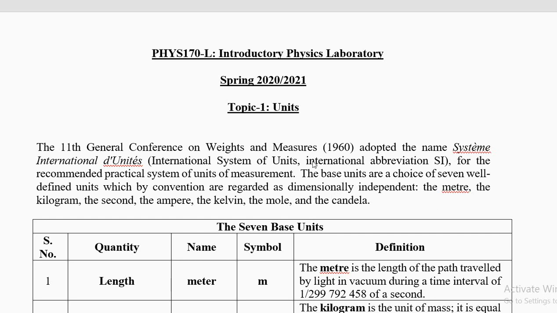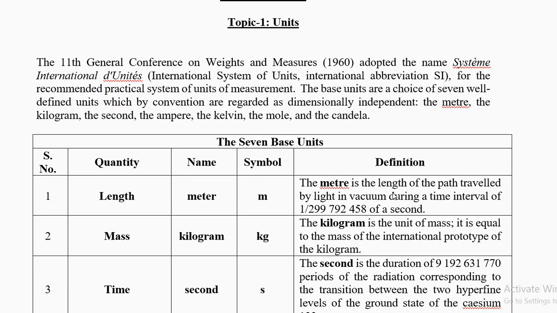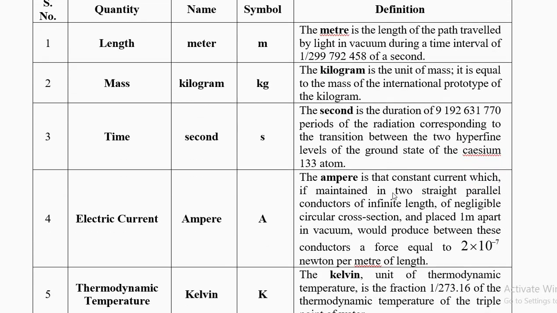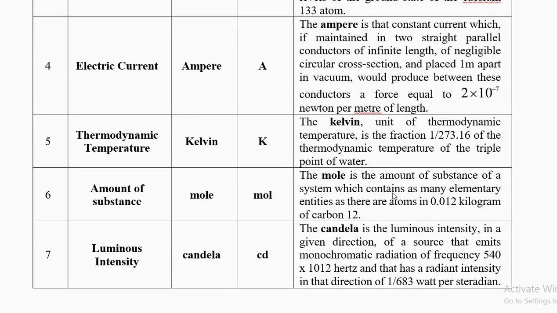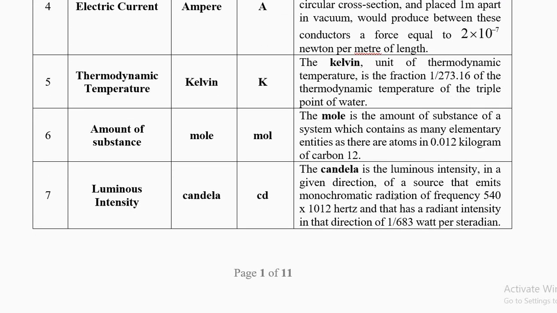SI system means International System of Units, and this system of units was fixed after a series of meetings in 1960. So we don't have to know the precise historical details. In this system of units called SI system of units, we have 7 base quantities, and the corresponding 7 units. Now, what are the 7 base quantities? The 7 base quantities are length, mass, time, electric current, thermodynamic temperature, amount of substance, and luminous intensity.